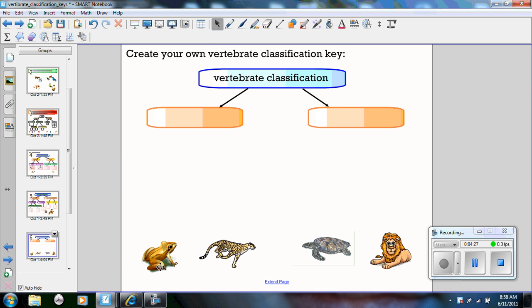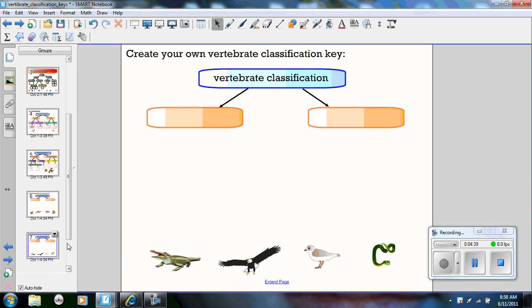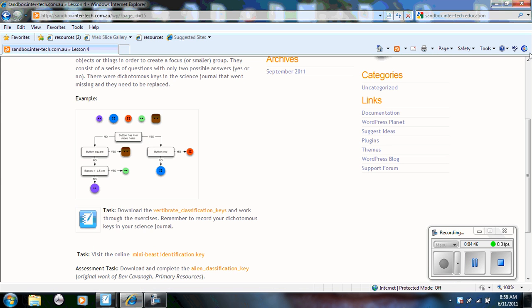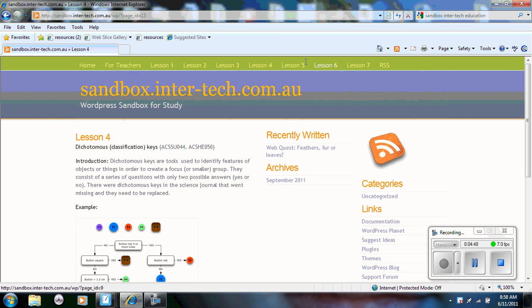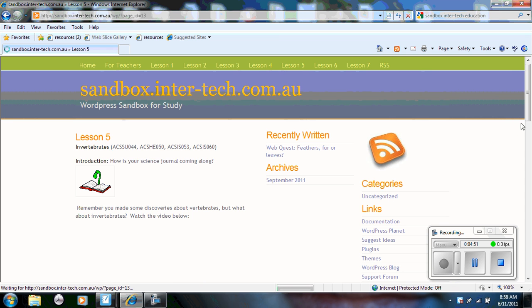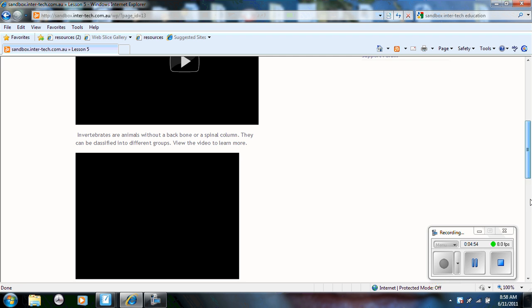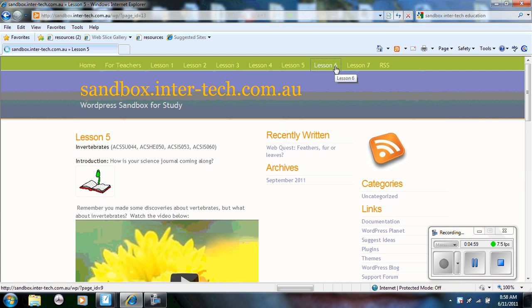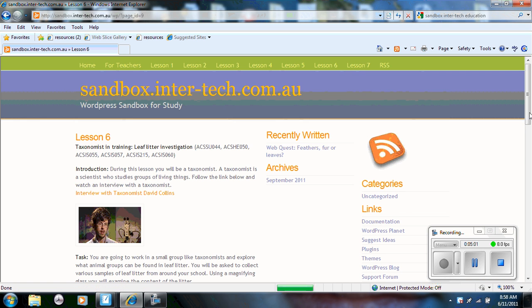This one here is now for students to create their own vertebrate classification key. So the students need to think of the categories and put them in here to create their own classification key. Here's another one. Lesson 5. That doesn't have any notebook downloads. Lesson 6.